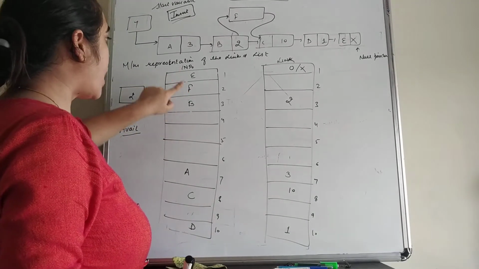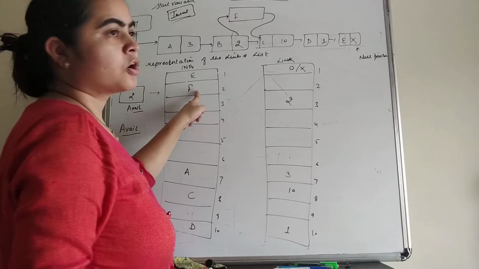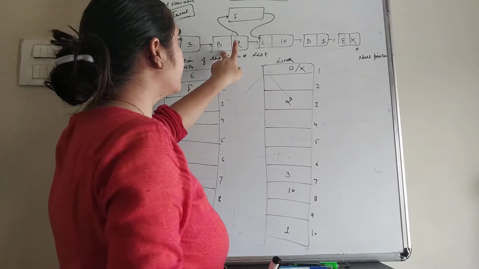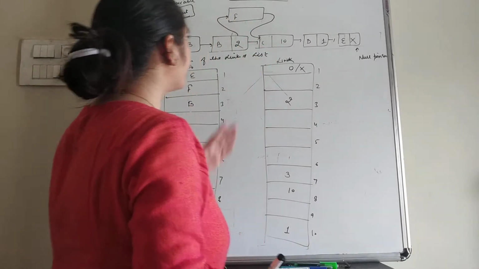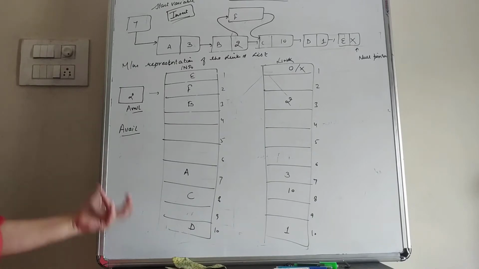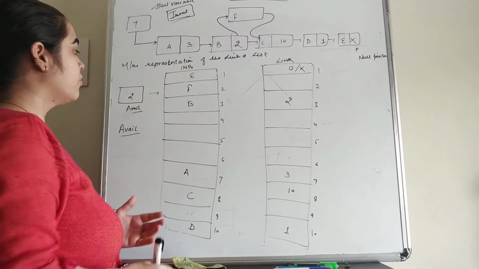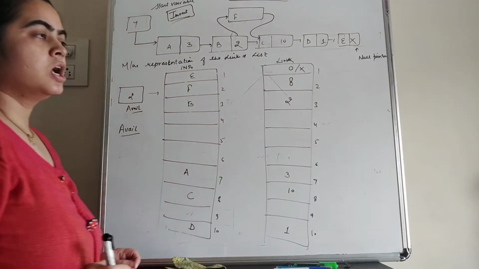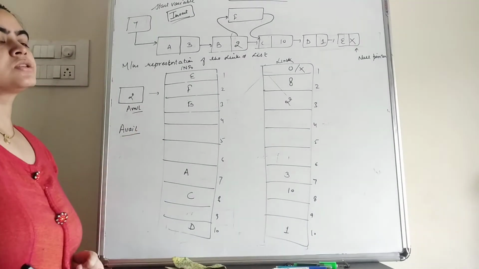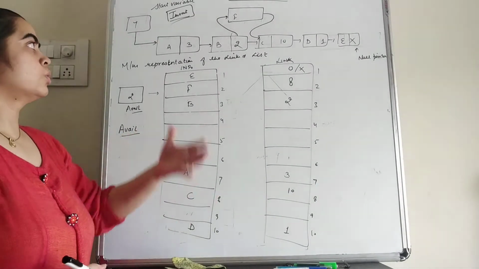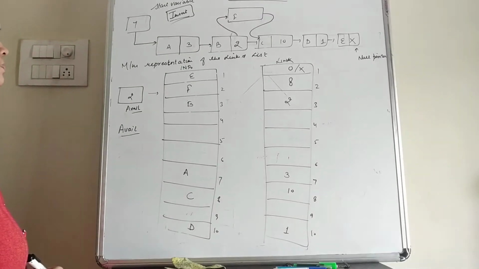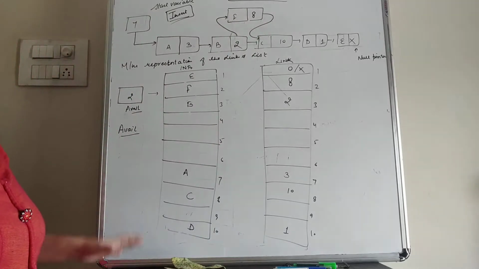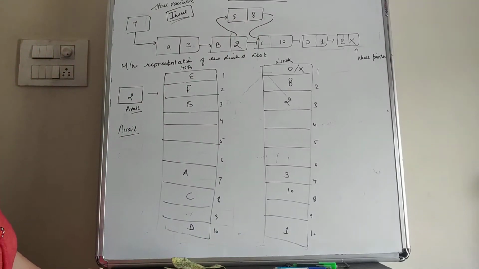So this is F. Now in the link part of F, we have to update the address of C, because we are inserting F between B and C. In order to provide the link between F and C, we have to update the address in the parallel array of F. C is at memory location 8, so in front of F we have to write 8. This is how we can insert the new node within the linked list. So this is the insertion of a data element within the linked list.